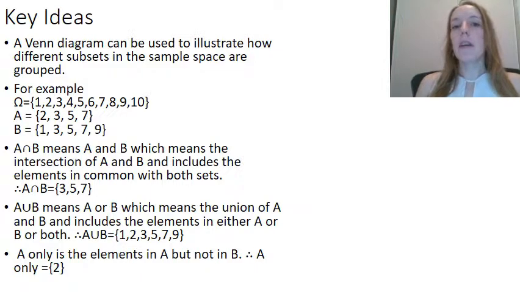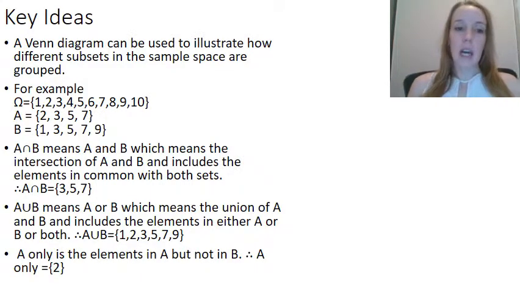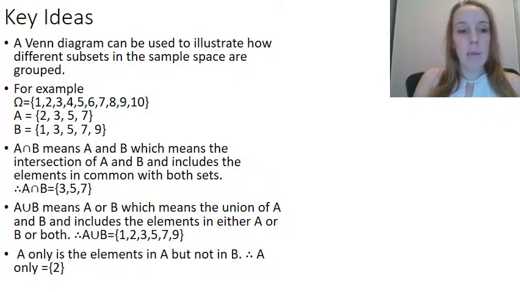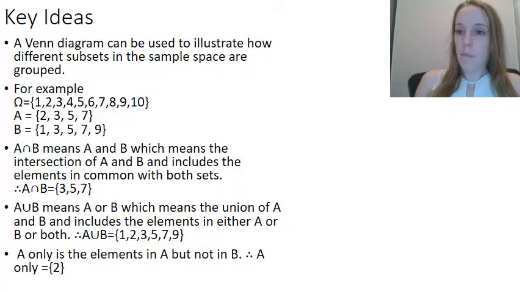Okay, so we're going to do a little bit of practice here. A Venn diagram can be used to illustrate how different subsets in a sample space are grouped. For instance, our omega, which is our entire sample space from the one we just did, is all the numbers from 1 to 10. We've also got two subsets, A and B, and we've got their elements there. So we could draw that as a Venn diagram.